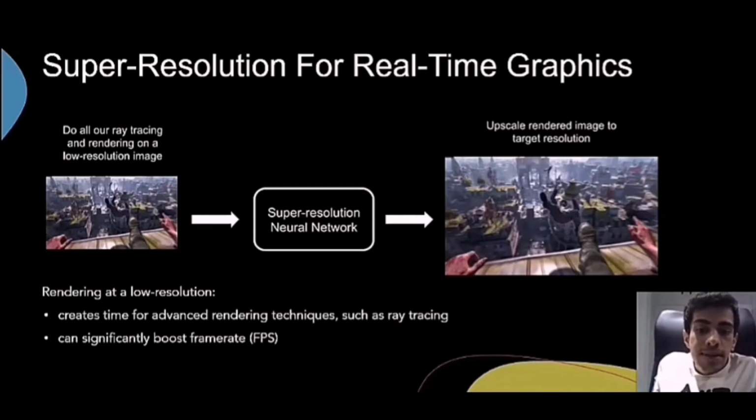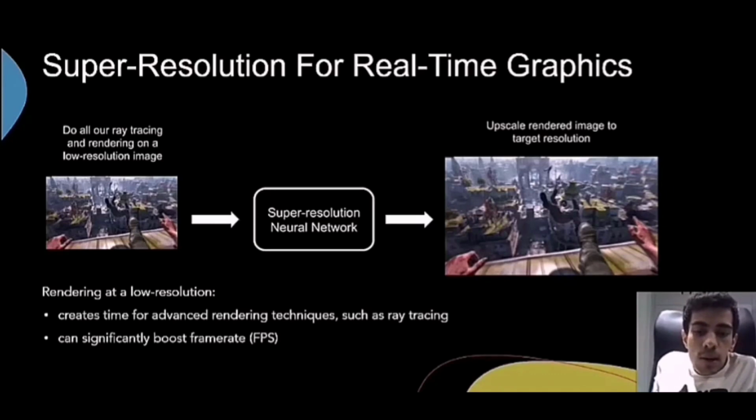So NVIDIA went and said, hey, what if instead of doing ray tracing on an HD image or a 4K image, what if we could do all of our rendering on smaller sized images, and then train a deep learning AI model to upscale those rendered images afterwards to a higher resolution, such as HD or 4K, in real time? Well, that's exactly what they did, and they call this piece of software Deep Learning Supersampling, or DLSS for short.